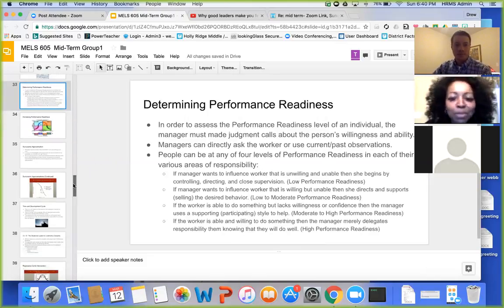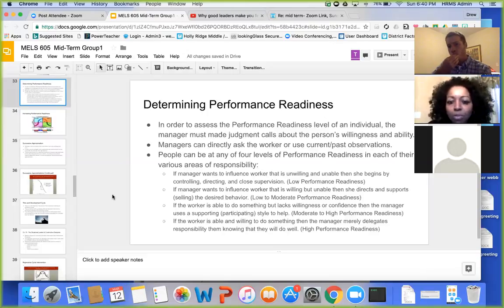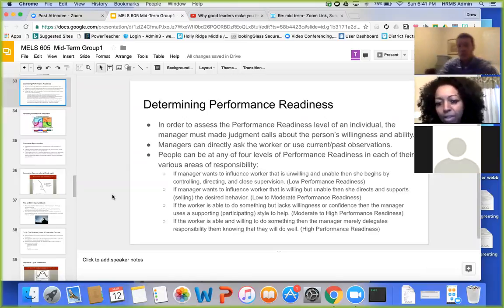So determining performance readiness. In order to assess the performance readiness level of the individual, the manager must make a judgment call. They have to look at observations, past and current, to see where the person is at. People can be at any of 4 levels of performance readiness, as Drew talked about in the previous chapter. If a manager wants to influence a worker that is unwilling and unable, then she begins using controlling, directing, and close supervision. So it's low performance readiness. If a manager wants to influence a worker that is willing but unable, or maybe just not confident, then the manager directs and supports.